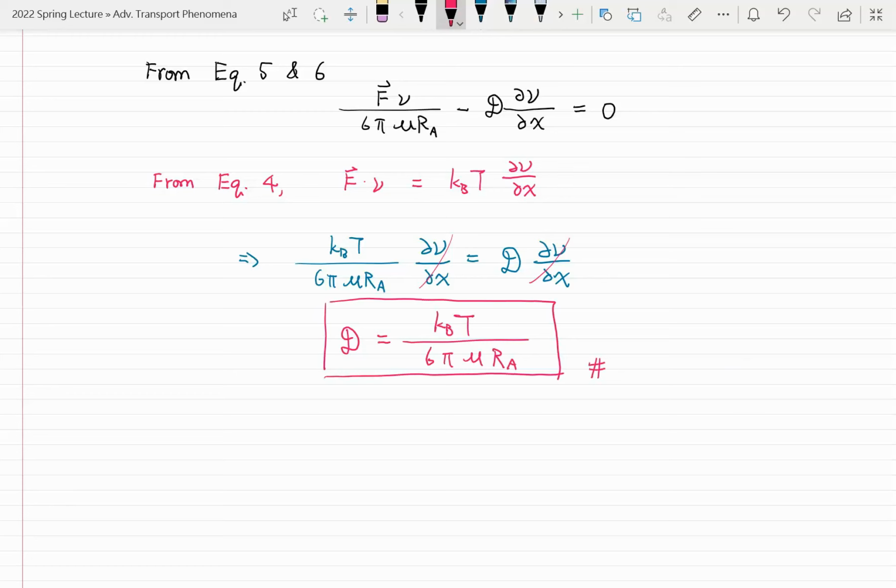Okay, so basically you can see that the diffusion coefficient of suspended particles is proportional to temperature, but inversely proportional to the viscosity of the stationary liquid, and inversely proportional to the size of the particle. So the larger the particle size, the smaller the diffusion coefficient.